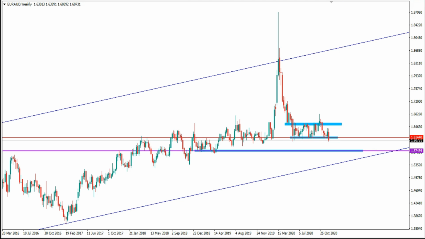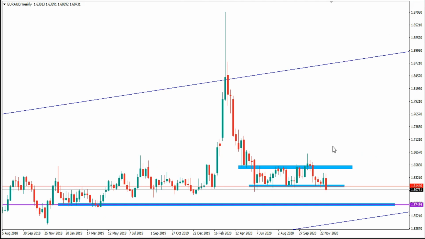Okay, so from the weekly time frame, what we can see is that the market was trapped in this range for quite some time, and throughout the period the market was in this range, we were not looking for any trade that was suggesting we go out of this range.